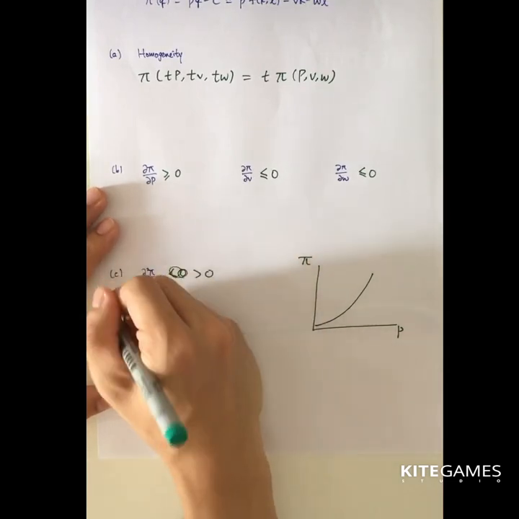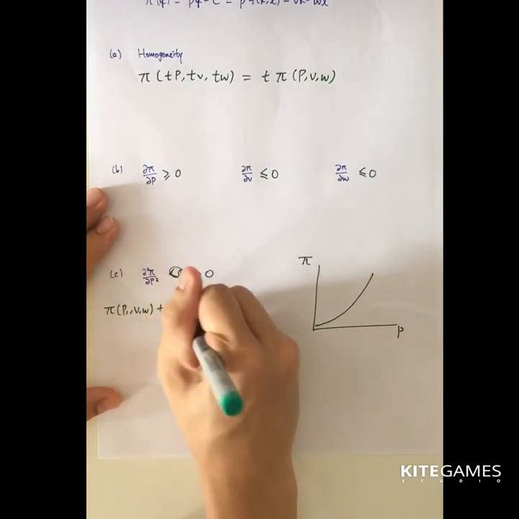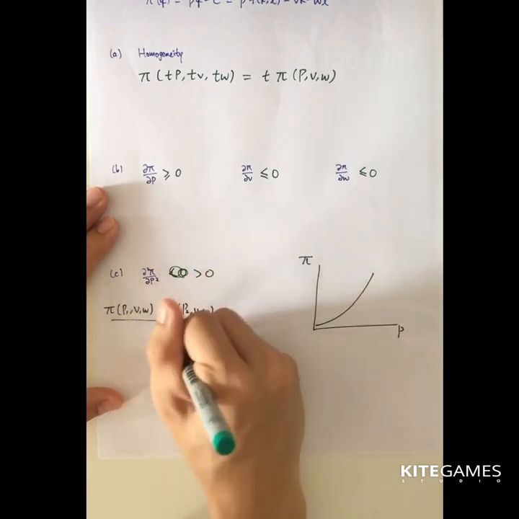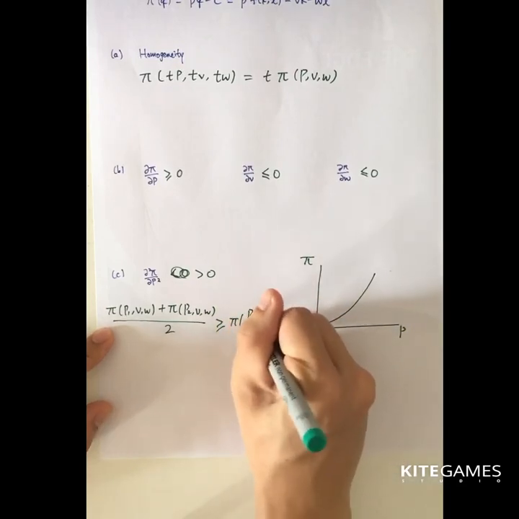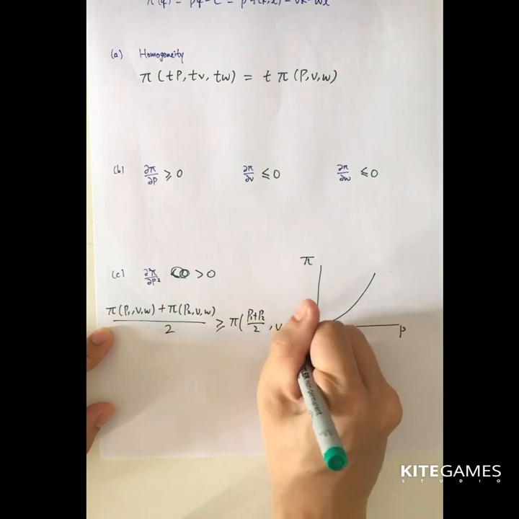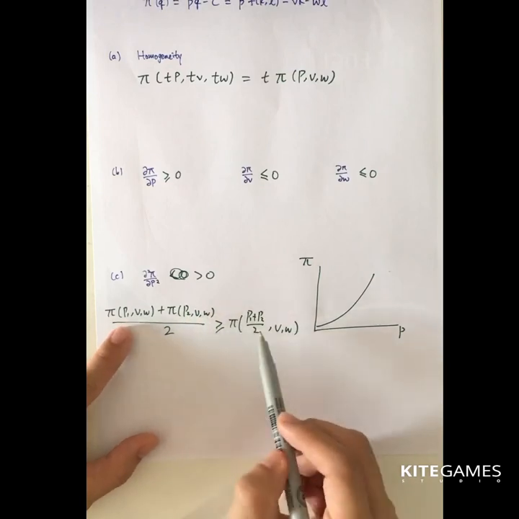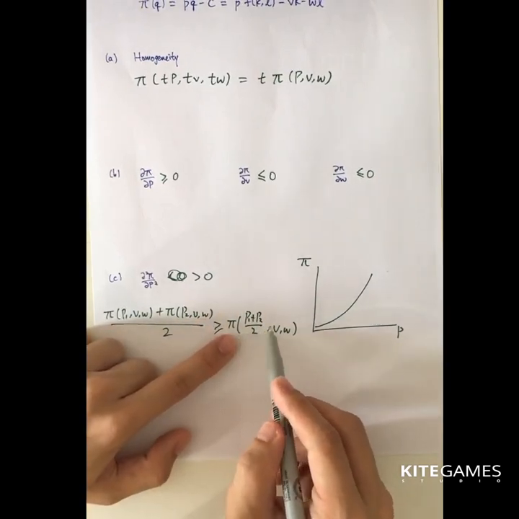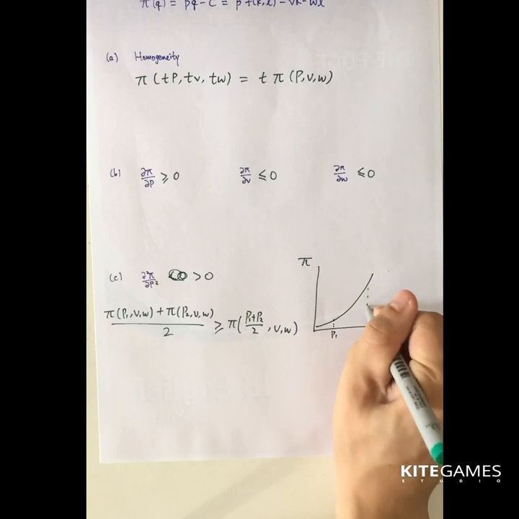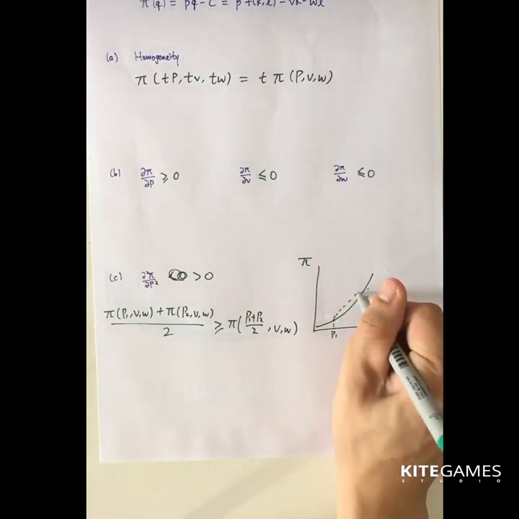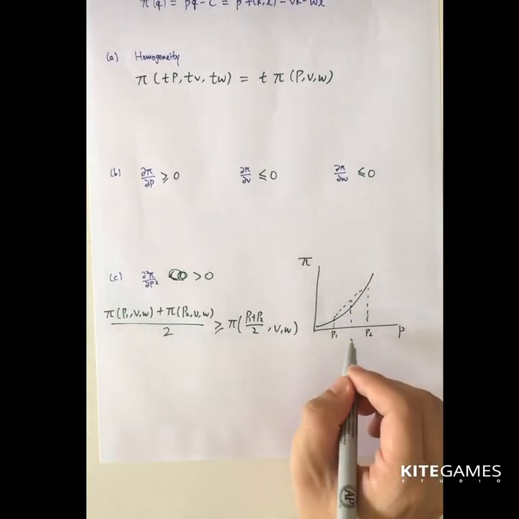So actually, what we are proving is that the average of the profits at two prices is higher than the profit at the price in the middle. So the average of the profit at P1 and P2 is higher than the profit at the average price. This is P1, this is P2. Connecting them, the average profit is higher than the profit at the average price.